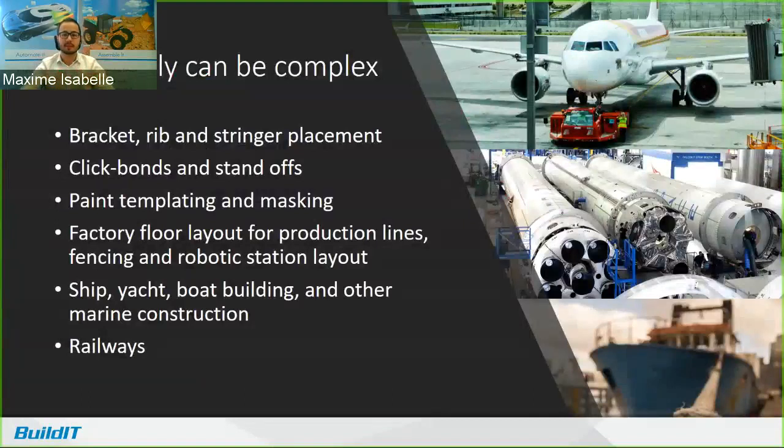So assembly can be complex, whether you're dealing with bracket placement, rib and stringer placement, click bonds and standoffs, paint templating and masking, factory floor layout for production lines, fencing and robotic station layouts, ship, yachts, boat building, and marine construction, railways. The list goes on, and you yourself might be thinking of an assembly process in the workplace that has a certain complexity. What makes an assembly so complex?